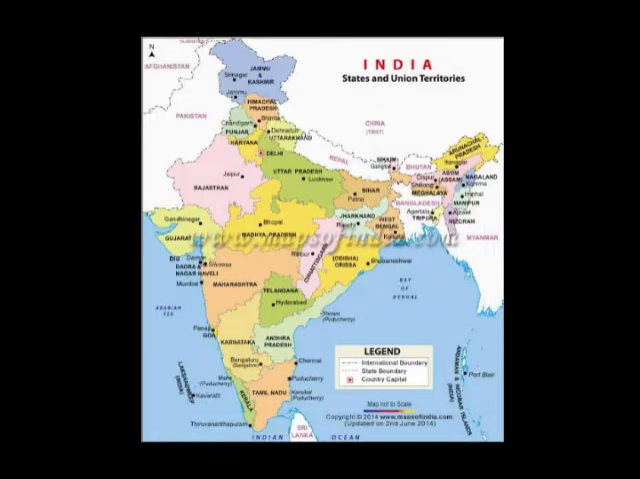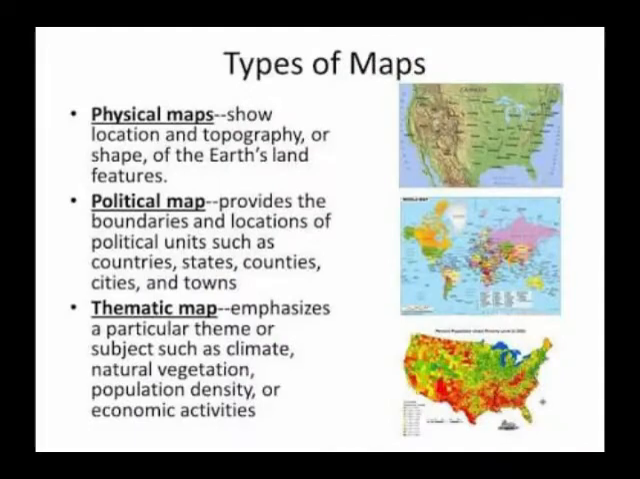Now, maps can be of three types: physical, political, or thematic. Physical maps show location and topography or shape of the Earth's land features. Political maps provide the boundaries and locations of political units such as countries, states, counties, cities, and towns. Thematic maps emphasize a particular theme or subject such as climate, natural vegetation, population density, or economic activities.